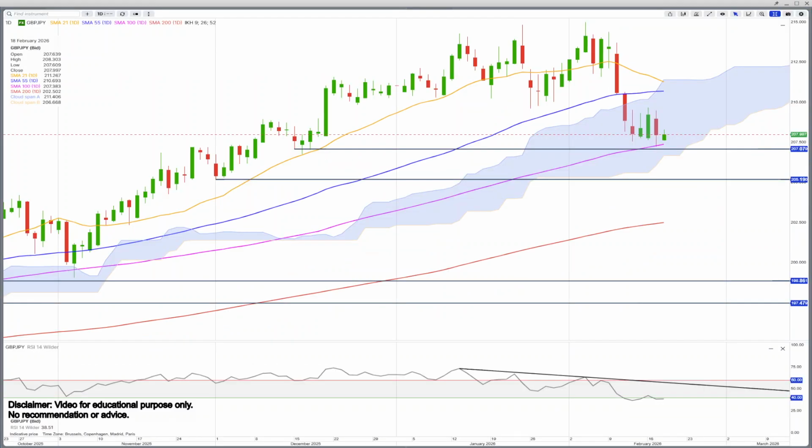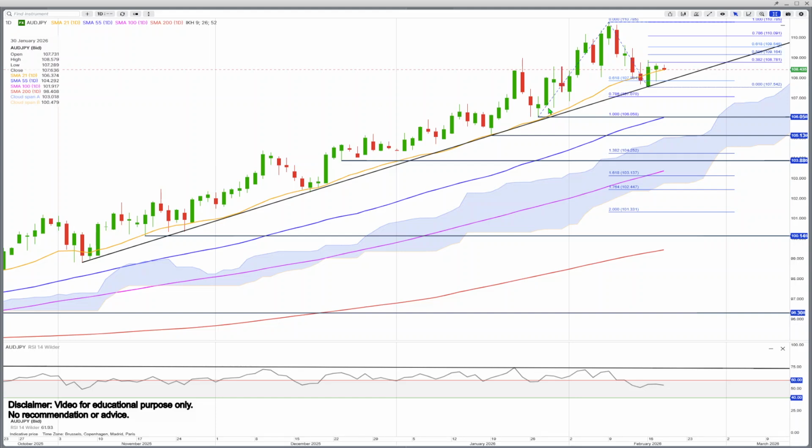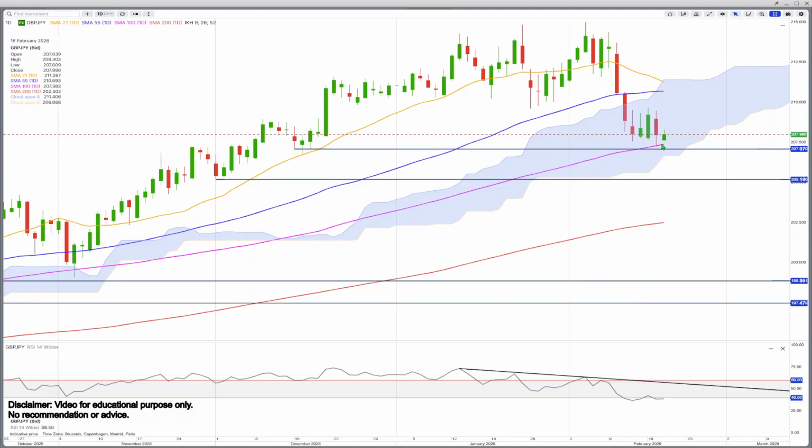The sterling yen, sorry, the Aussie yen, that was the Aussie yen. The sterling yen, 100 moving average, strong support area here, 207, just above 207.